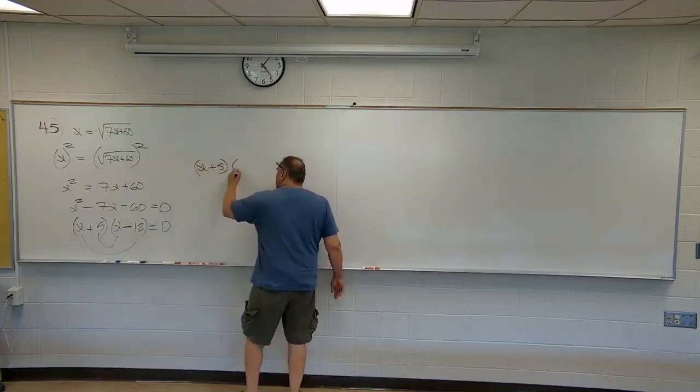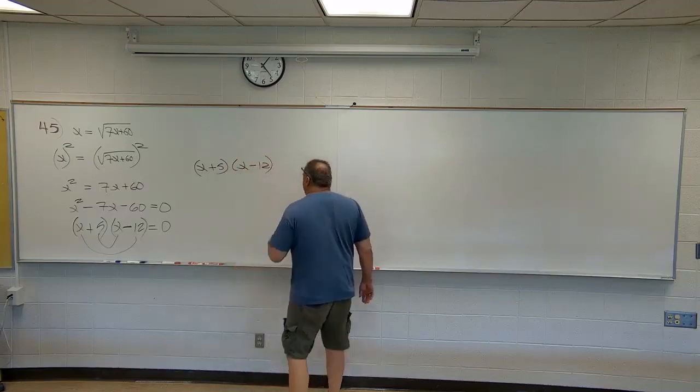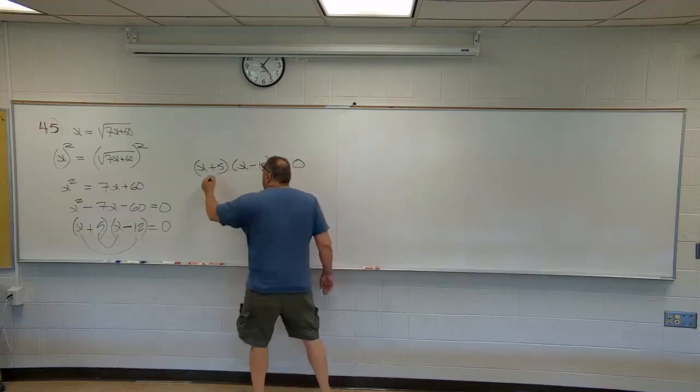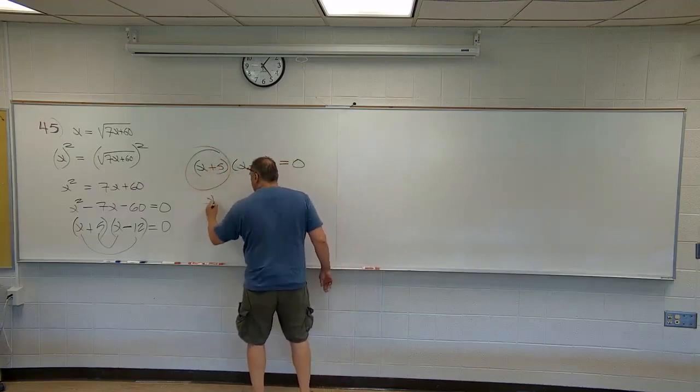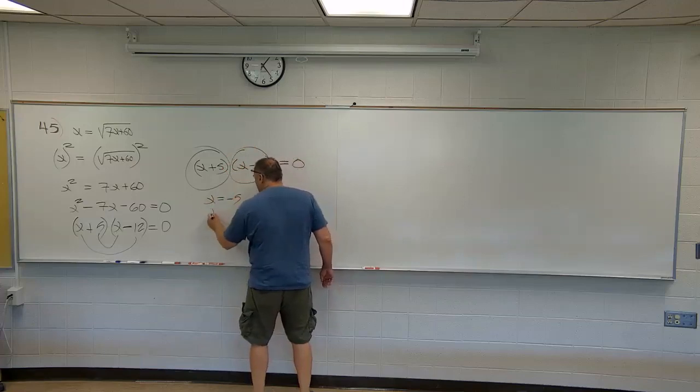It's your business how you're going to go about it, guys. But get to it. Set that equal to 0, x equal to negative 5. Or set that equal to 0.